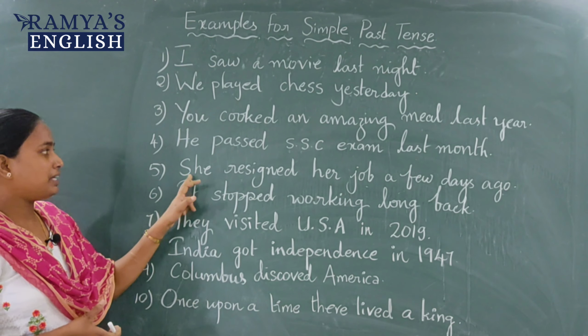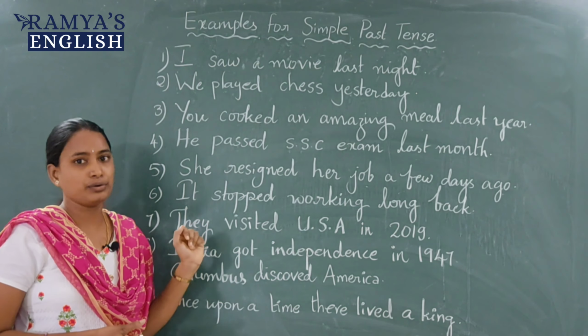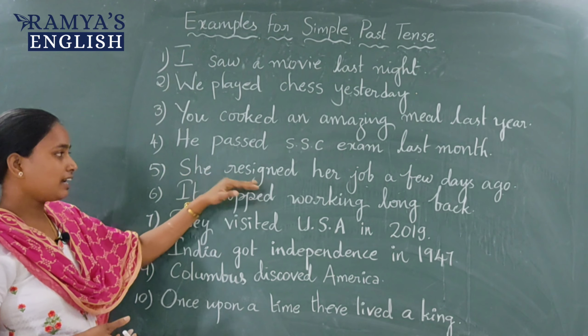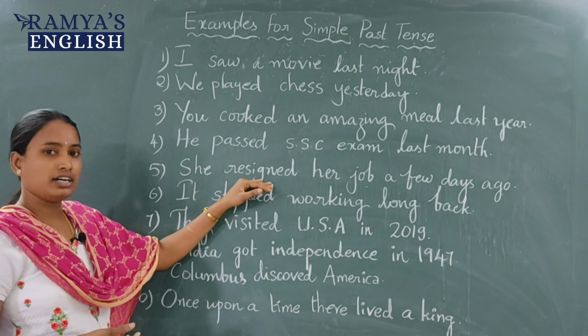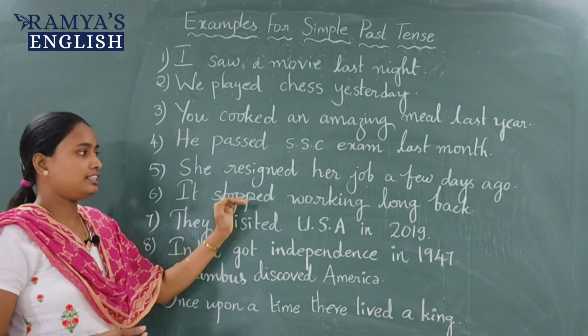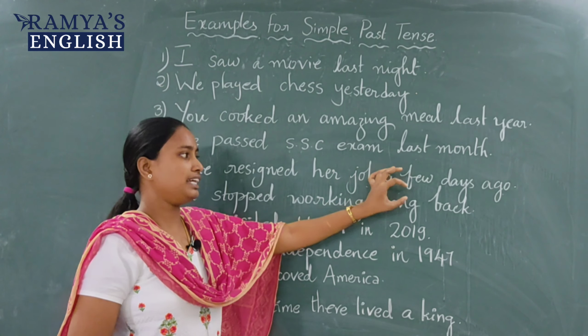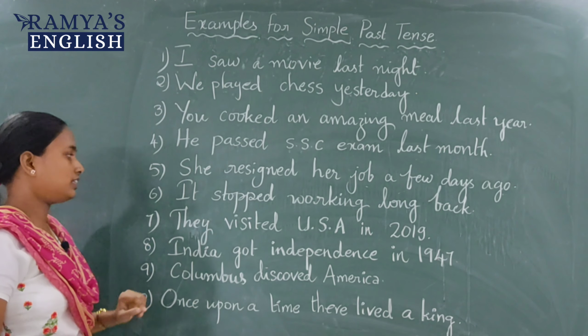And the next example is, she resigned her job a few days ago. So she is the subject, resigned is the verb, V2 is resigned, V1 is resign, her job is the object, a few days ago is the indication.